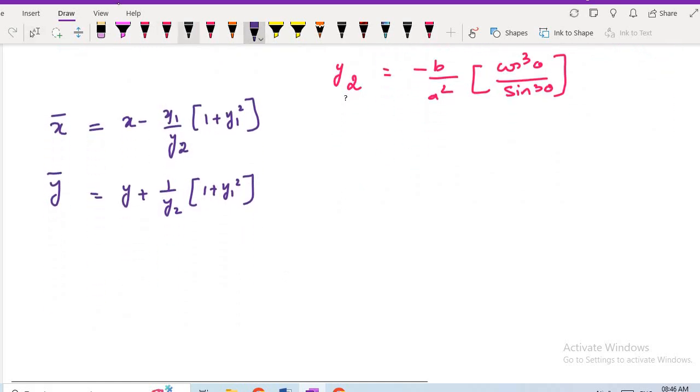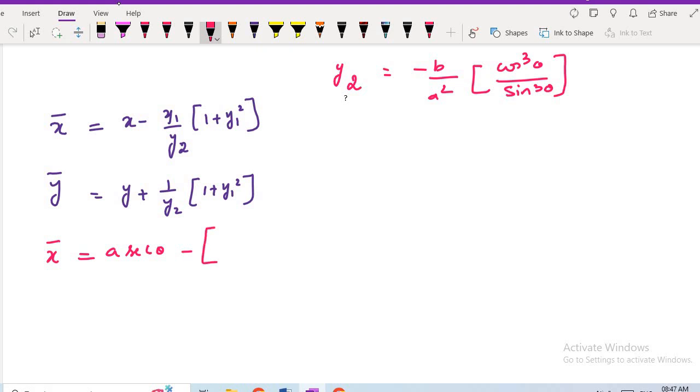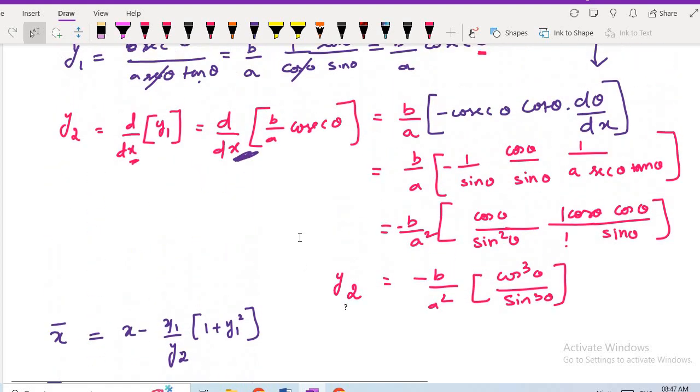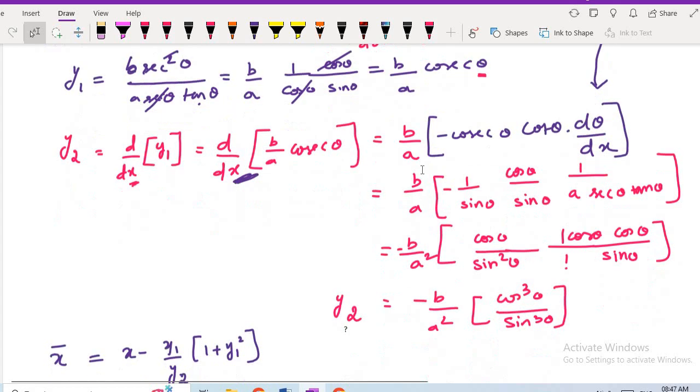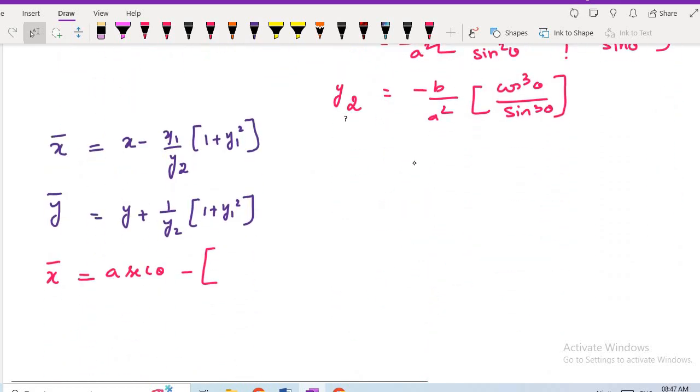Therefore our x bar is equal to, the x value is a secant theta, and then minus, what is our y1 value? Here we have to substitute our y1 value. So the y1 value here is b by a cosecant theta. So b divided by a cosecant theta.